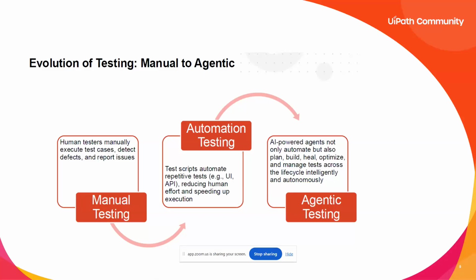So in simple words, just to conclude this evolution of testing: manual testing was like driving a car in traffic with no assistance. You need to do everything manually. Automation gave us cruise control. Agentic testing is like your self-driving assistant, like your Tesla. It doesn't take over your job, but it makes your ride smoother, faster, and smarter. That's where the future of testing is headed, basically.